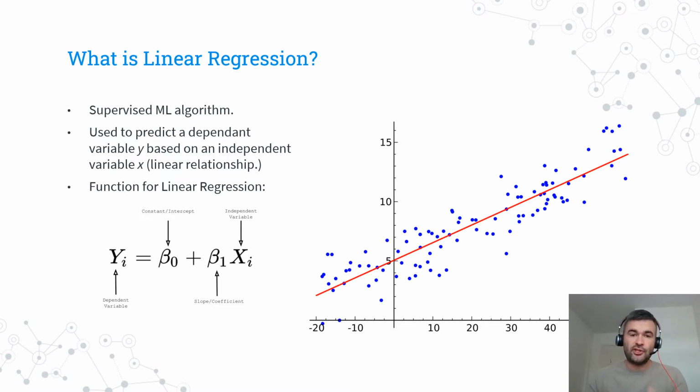Now, there are two types of linear regression: simple and multiple. When there's only one independent variable, simple linear regression is the one that we use to determine its linear connection to the dependent variable. And in contrast, when there are several independent variables, we use multiple linear regression to identify their relationships.